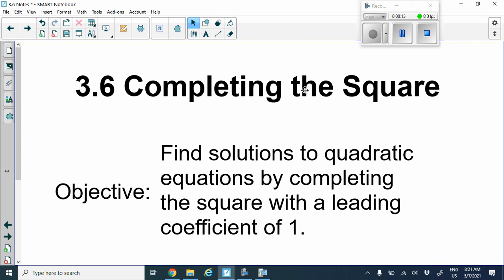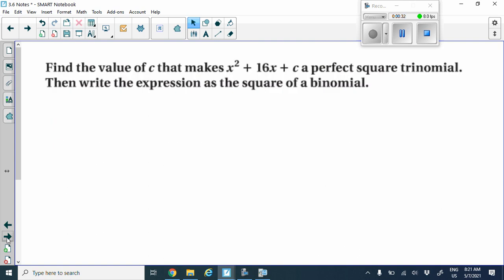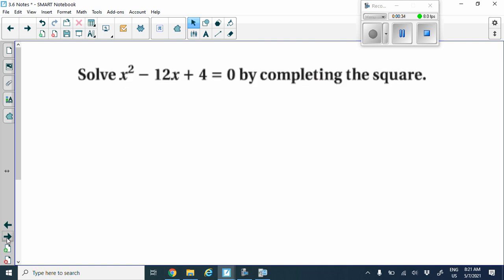We're going to be talking about completing the square. With completing the square, this is actually going to combine two of the things that we have already learned: factoring and taking the square root on both sides. Now, when we are doing our completing the square, I'm going to skip this stuff here and kind of just talk about it.